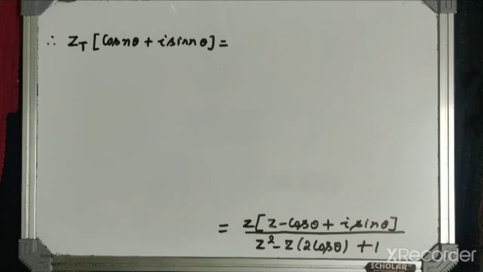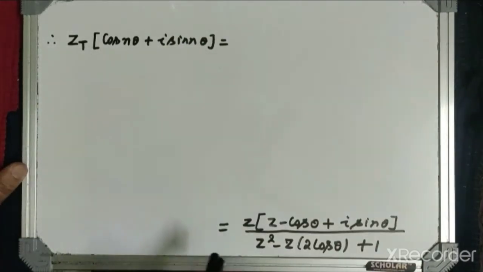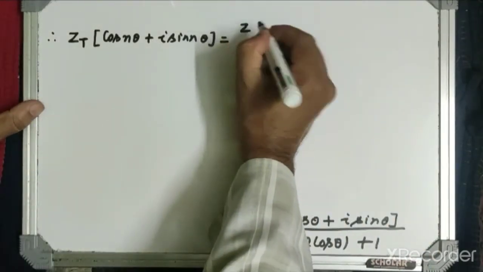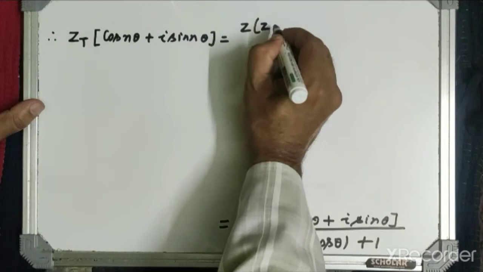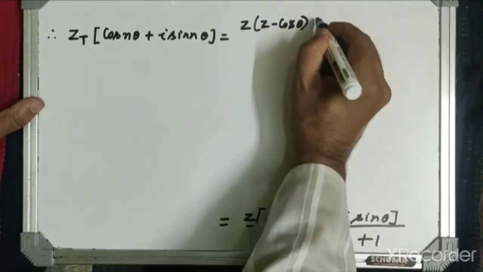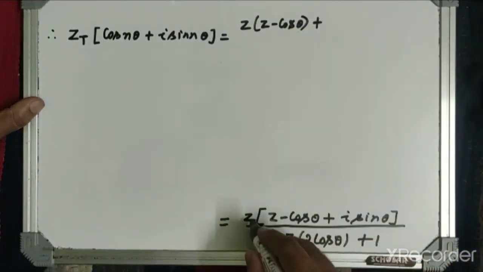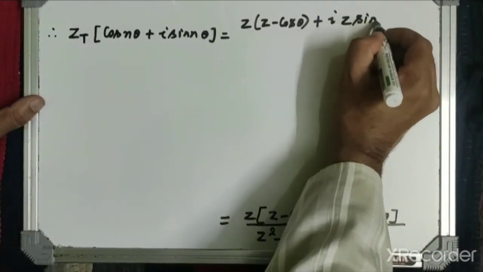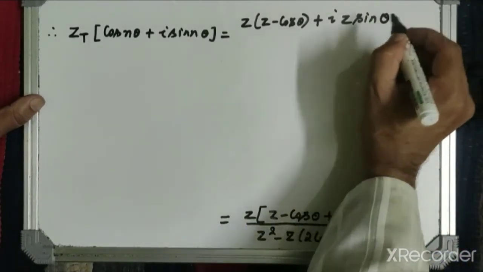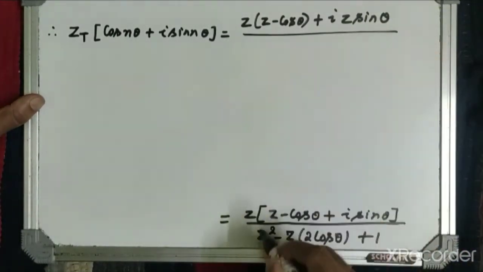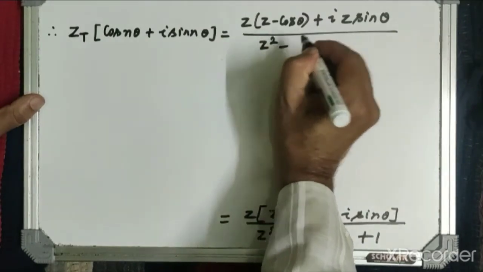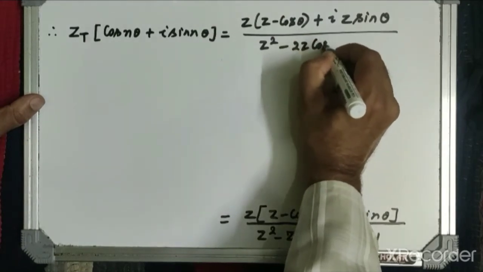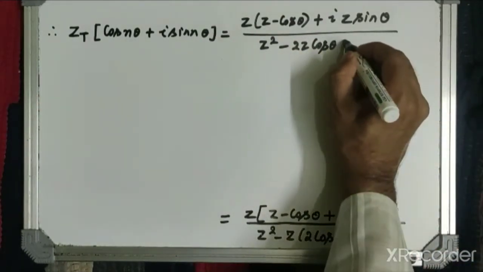We got the Z transform of cos n theta plus i sin n theta is equal to z times z minus cos theta plus i times z sin theta, divided by z square minus 2z cos theta plus 1.